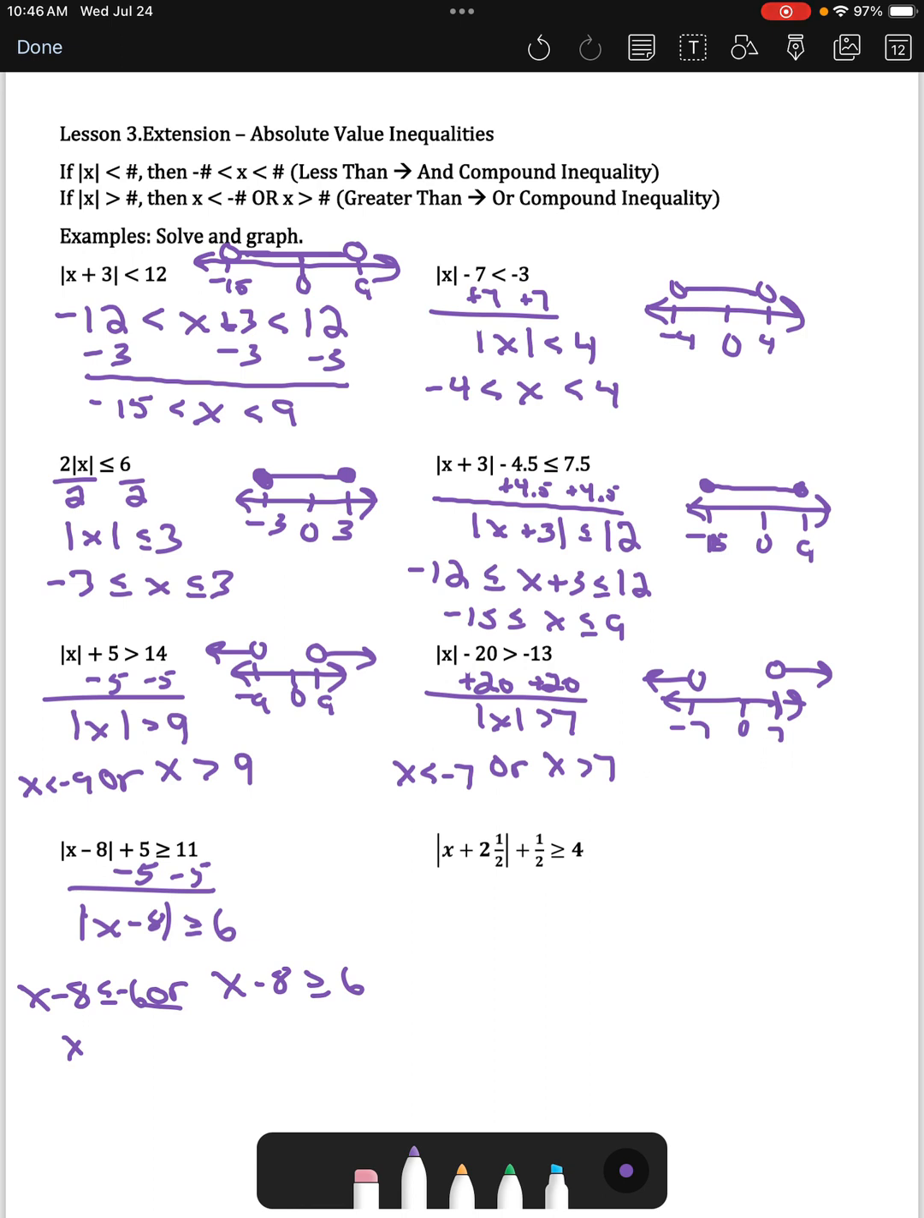So add 8 to both sides. That's going to get us x is less than or equal to 2. If I add 8 to both sides on this one, we're going to get x is greater than or equal to 14. 0 on every number line. So 0 to 14, less than or equal to, so closed and left, greater than or equal to, closed and right.